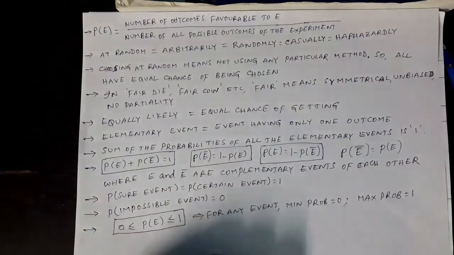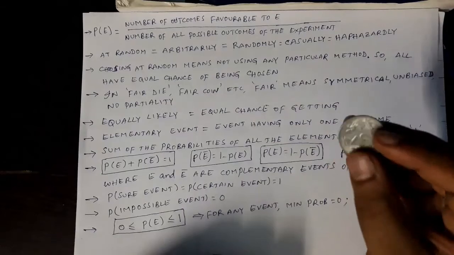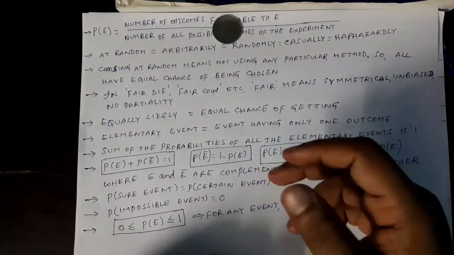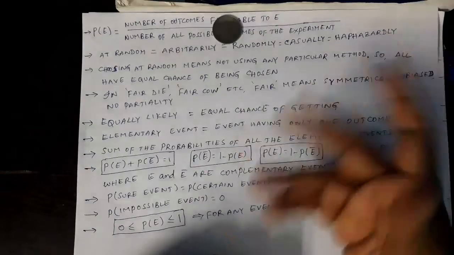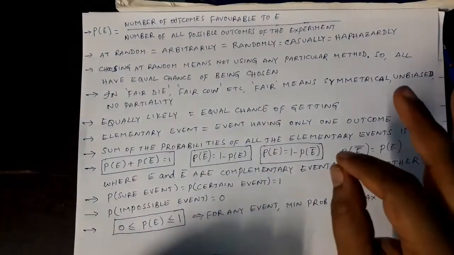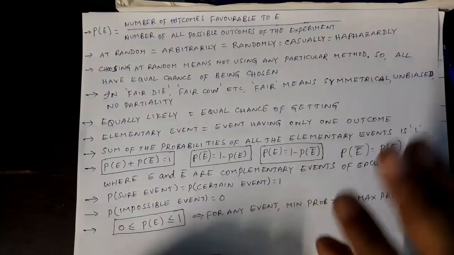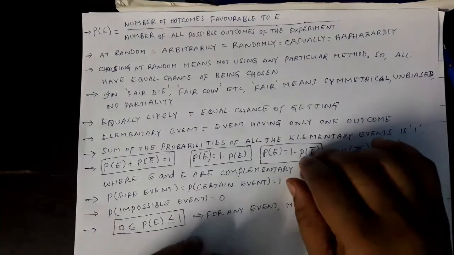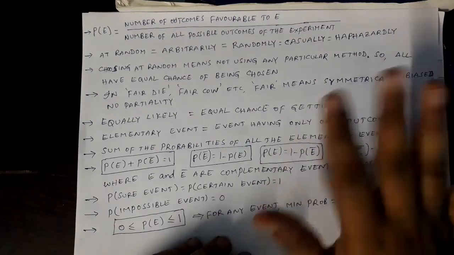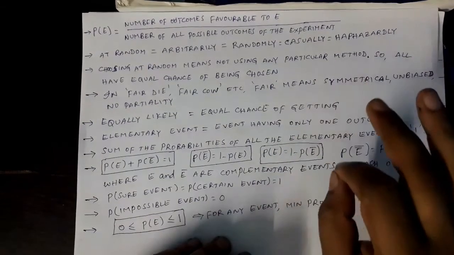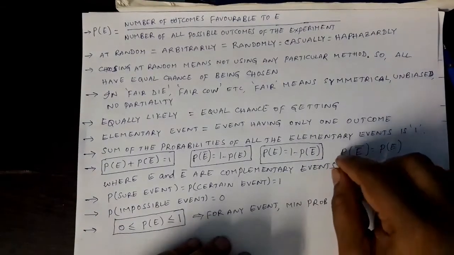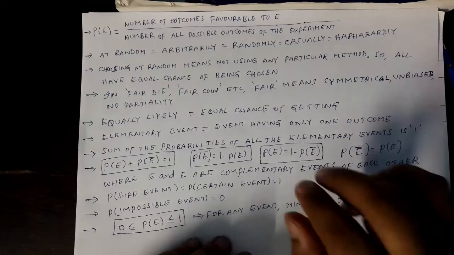Let us say this coin has heads on both sides. However many times I toss it, I will get head only. That is not a fair coin. But in general, we deal with only fair coins, fair dice, and fair games. These types of words we see. In general, if nothing is mentioned, we consider the coin to be a fair coin, the die to be a fair die, and so on.